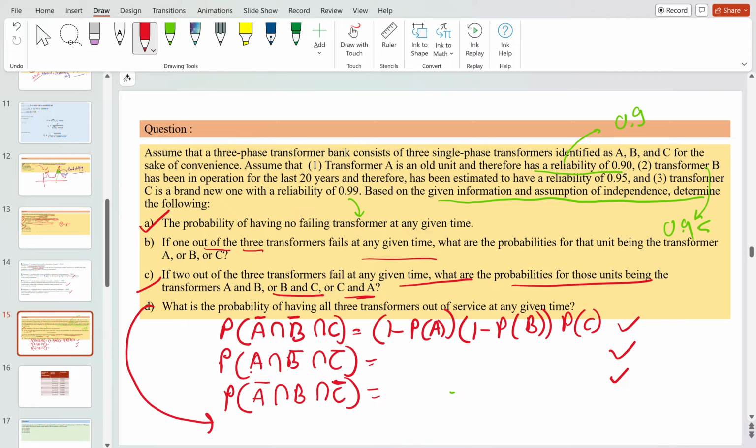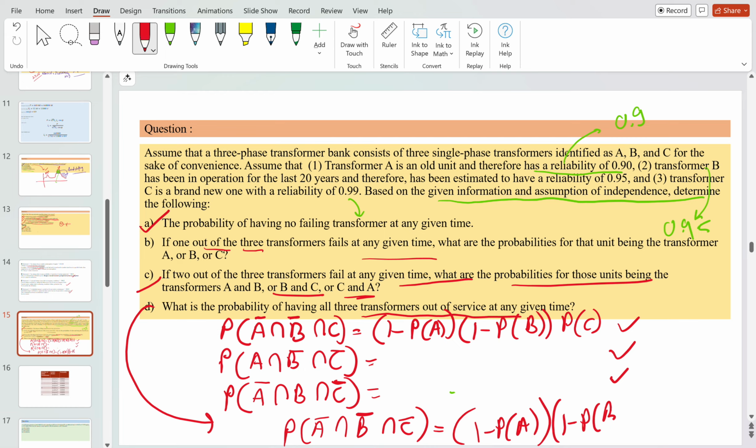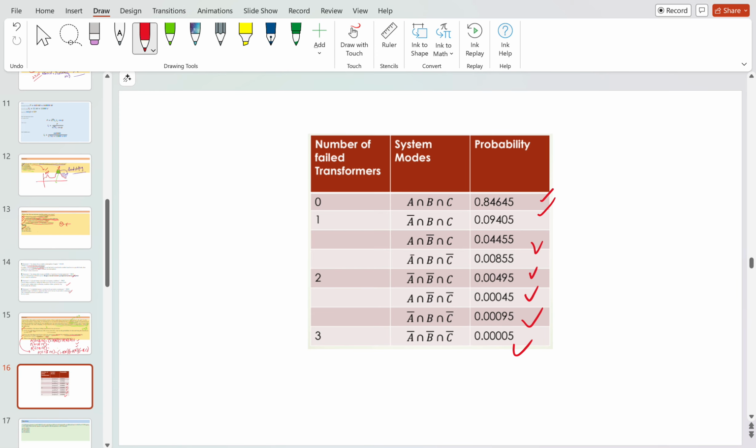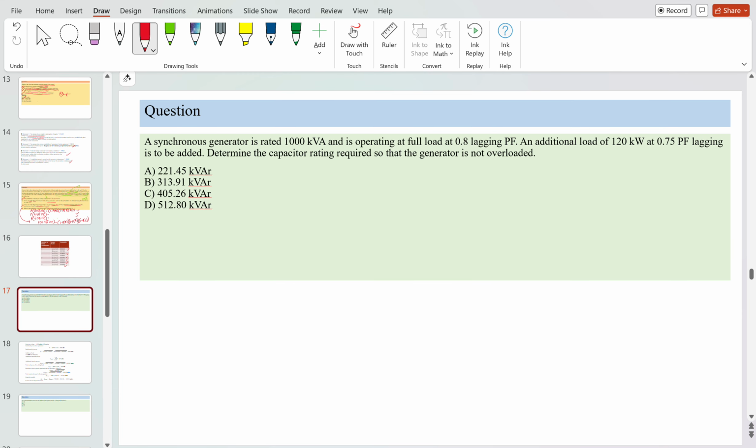For part D, it is telling that with all transformers out of service, you just have to take the probability of A bar, because A is not operational, B is not operational, C is not operational. It's something like this: 1 minus PA, 1 minus PB, 1 minus PC. So these are the basic methodology to solve this problem. These are the answers which are already given. Let's move further, try to solve this problem. This is reactive power support from the capacitor bank.